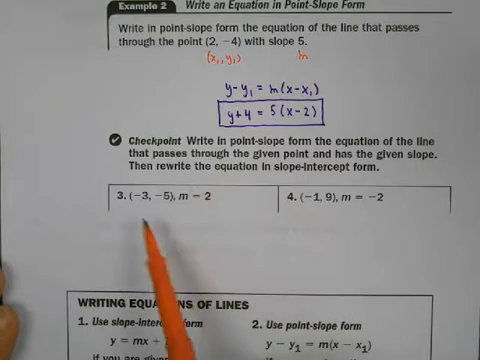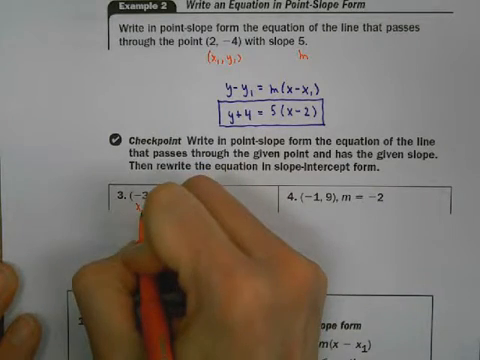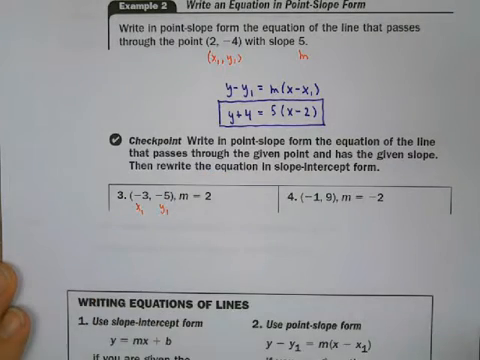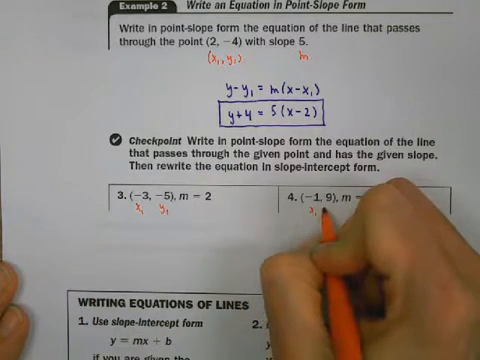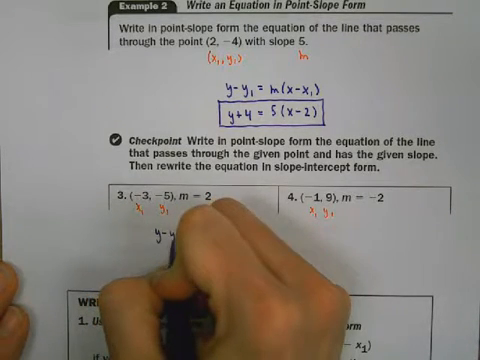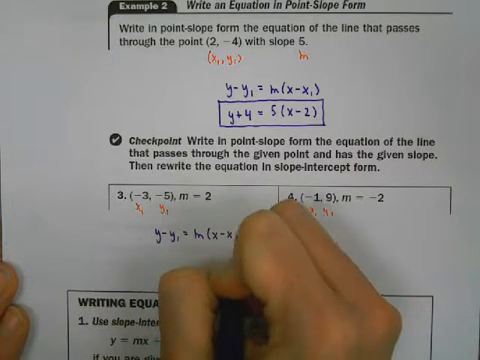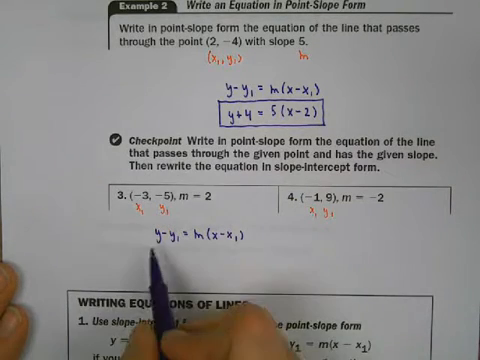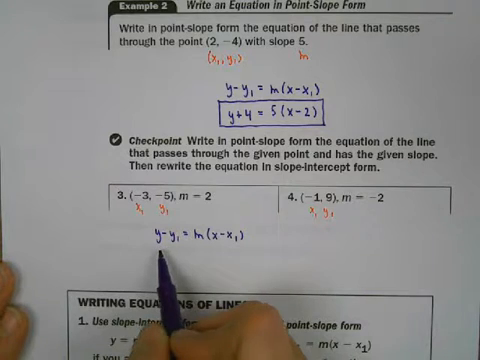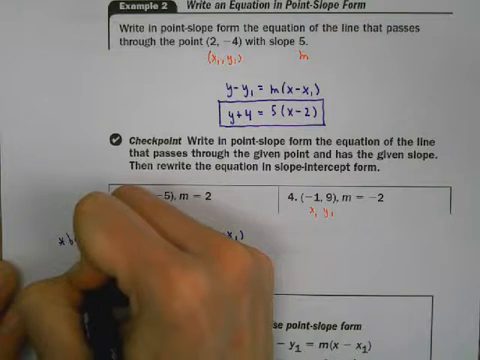Okay, so again, in these two examples, they're giving us the point and the slope. All we have to do is recognize that this is our x1, y1 in both of these examples, and then we're just going to plug into point slope form. y minus y1 equals m times (x minus x1), and now substitute. Here we have to be very careful with our signs.